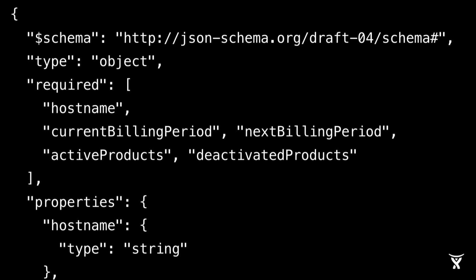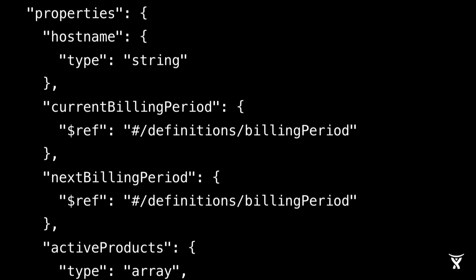So here is a quick example of a JSON schema file that we expect. So you can see, in this particular example, we expect that the response is an object. And this object must have 5 fields. Must have host name, current billing period, next billing period, active products, deactivated products. It can have more than these 5 fields, but if any one of these 5 fields are missing, the JSON schema check will fail. And on top of this, these 5 fields must satisfy the following properties. The host name must be a string. So if you do have the host name field, but you put in an array, it is going to fail as well.